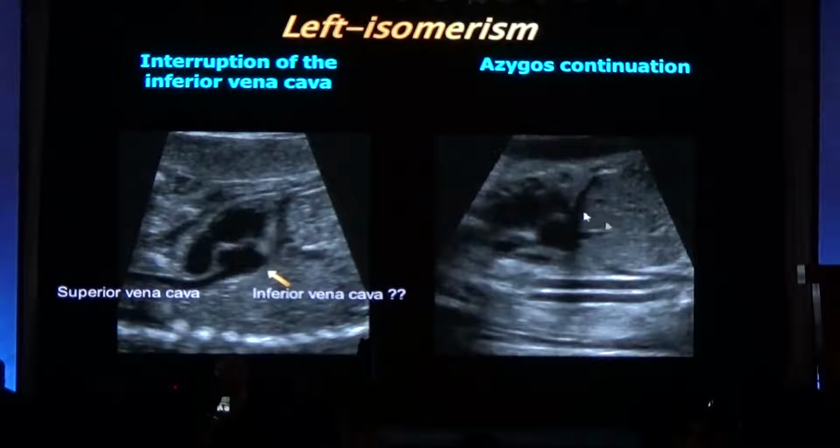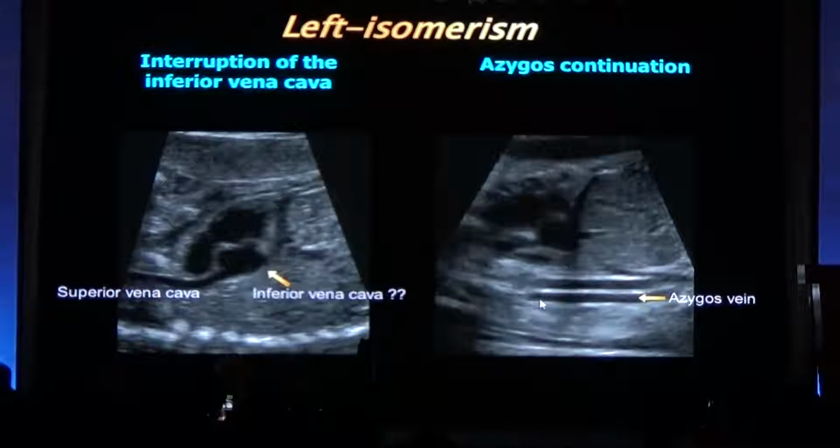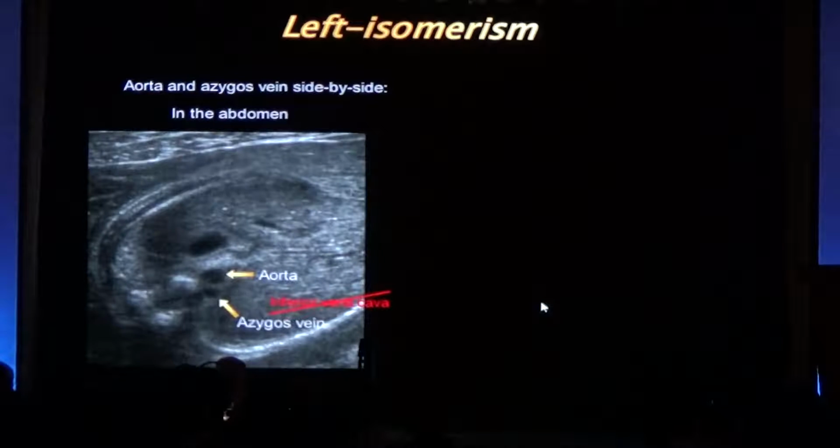And the other very classical image is a section in the chest in which you see two vessels side by side. One of them is the azygous vein, and the other one is the descending aorta. Now, when you see the vessel like here, we have aorta, and here we have another vessel next to it, and that is not the vena cava, as I showed you yesterday. This is the azygous vein. The vena cava should be about at the level of the O in aorta here.